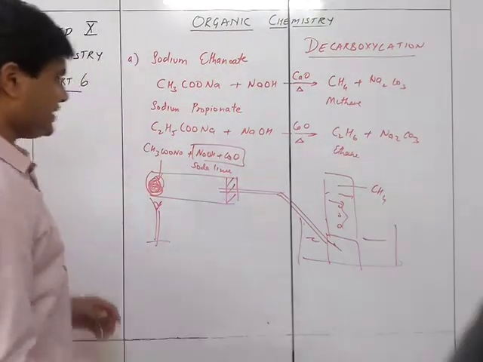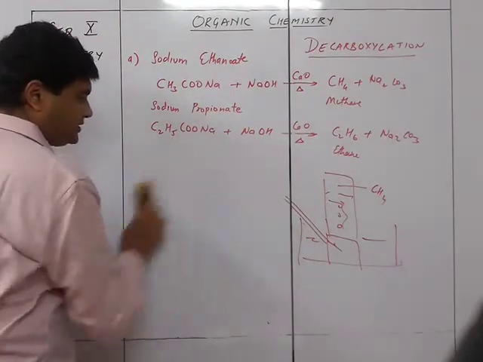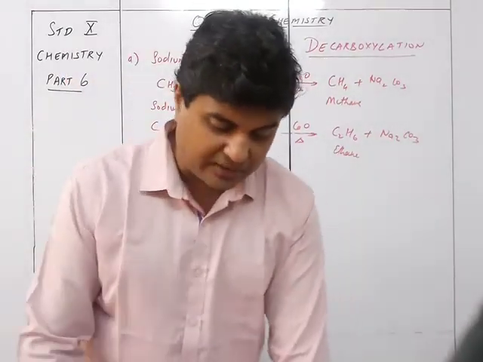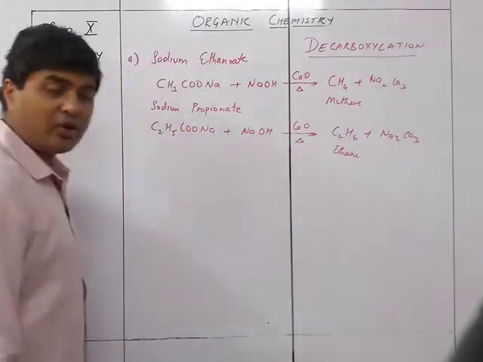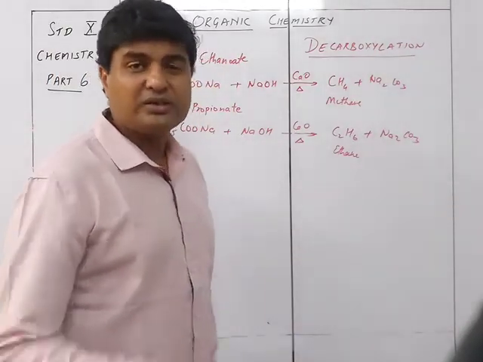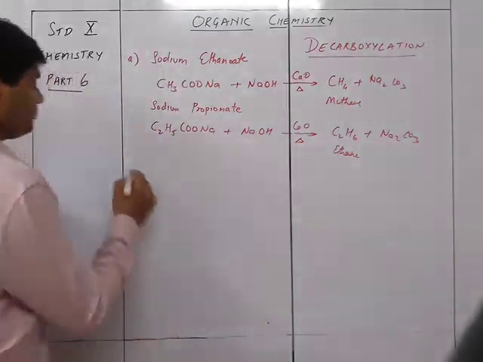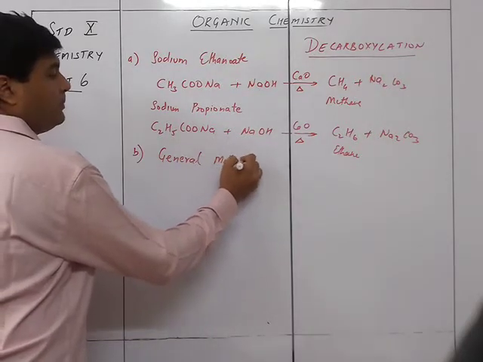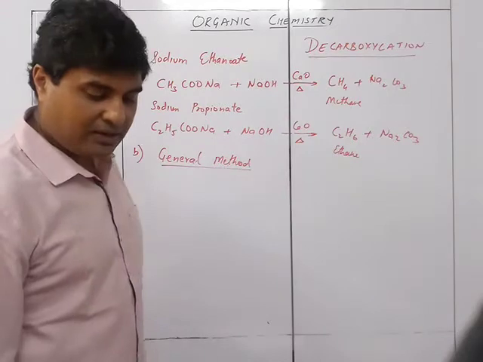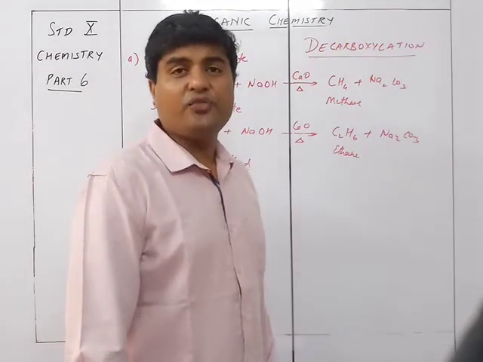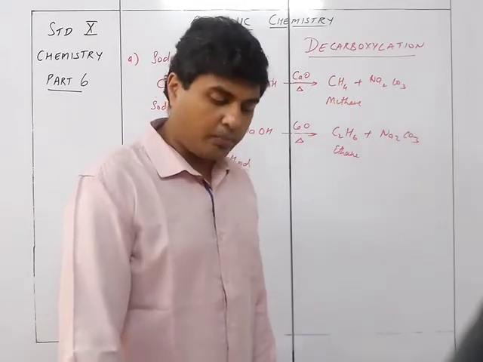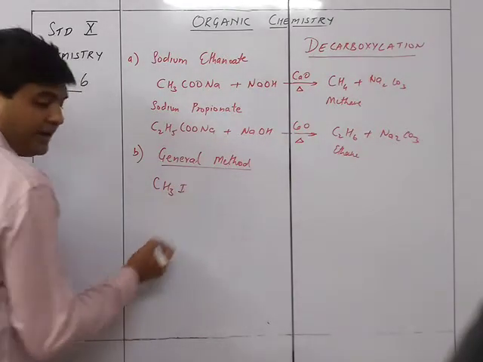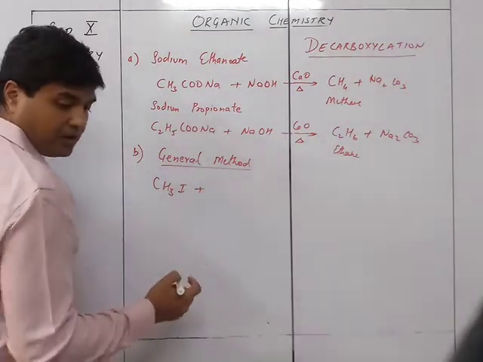The next method, which is also called the general method, is by using iodomethane. What you are going to do is remove the iodine from the iodomethane. That is called the general method. The general method is normally used when you are going to produce in bulk quantity. When it is done in a large quantity, you use iodomethane or bromoethane, certain things like that. So it will be CH3I, and it is going to react with nascent hydrogen.